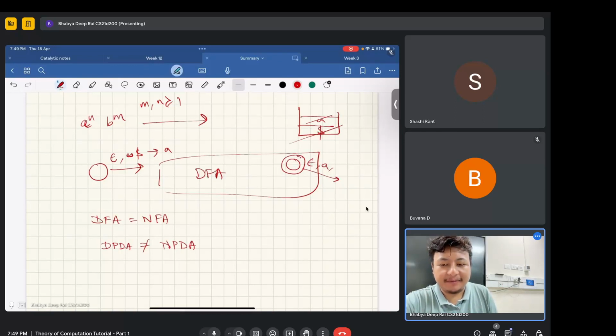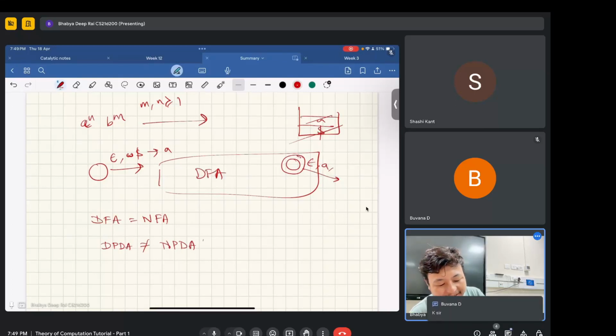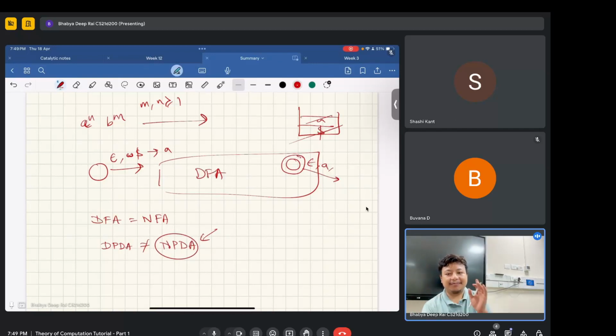Okay, keep that in mind. There are languages that can be solved by non-deterministic PDAs but not by deterministic PDAs. But when we say PDAs, we always mean non-deterministic. When we say pushdown automata, we always mean non-deterministic.